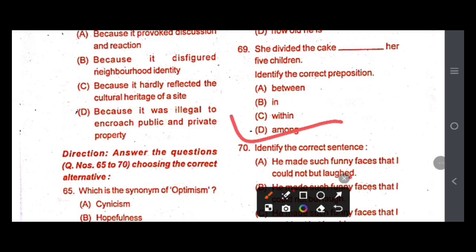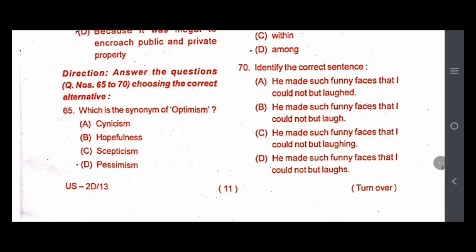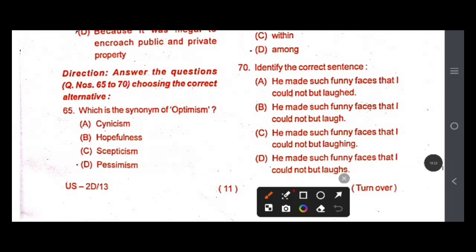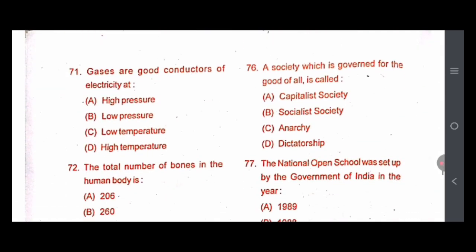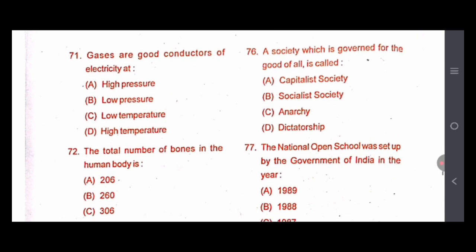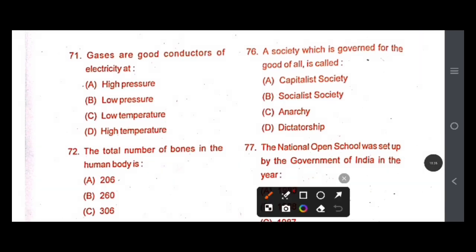Option D. Identify the correct sentence. The correct answer will be option B: He made such funny faces that I could not but laugh. Gases are good conductors of electricity at. The correct answer will be option B: low pressure. The total number of bones in the human body is 206.